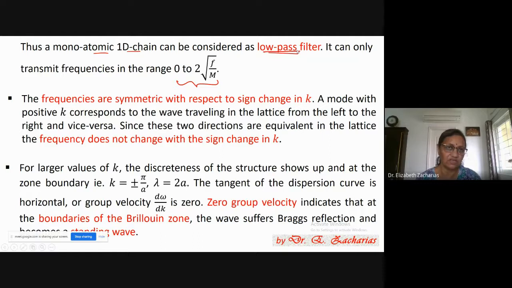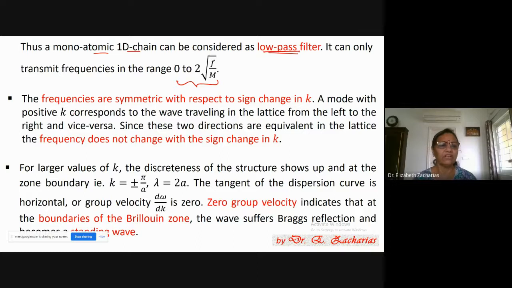You studied this in engineering mechanics. Sorry, not in engineering mechanics, electrical sciences. You studied filters. What is a low-pass filter? A low-pass filter is an electrical circuit which will allow the transmission of a small range of frequency, a lower range of frequency, and all frequencies above that cannot pass. So in that sense, you're seeing that this one-dimensional monoatomic chain can be treated as a low-pass filter. All other frequencies cannot get transmitted through this material.